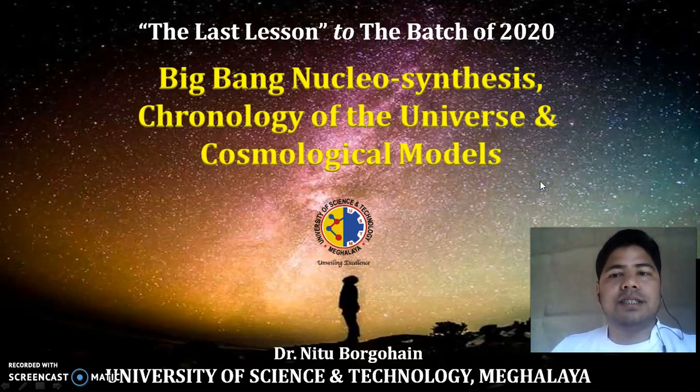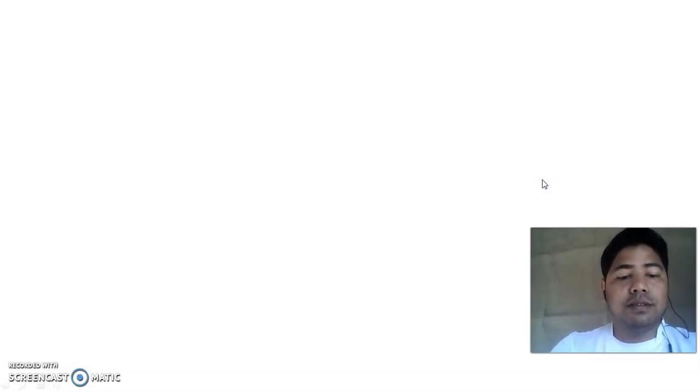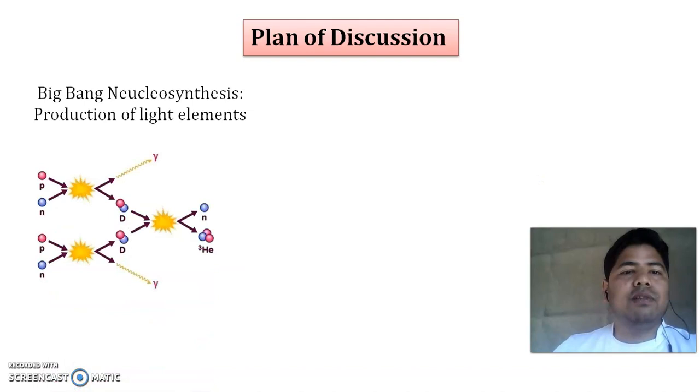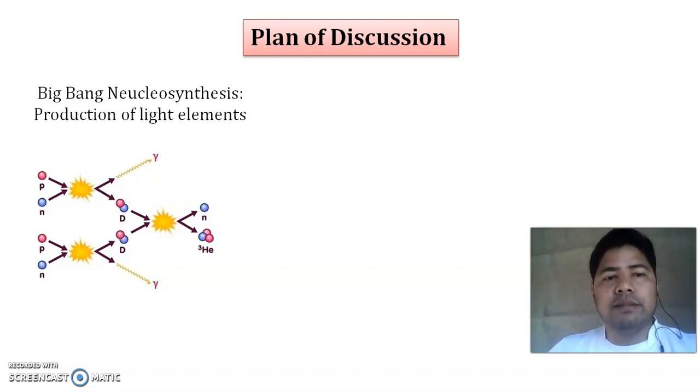The first topic in our plan of discussion is Big Bang Nucleosynthesis, which deals with the production of the light elements. Here we will be discussing how the early particles, proton, neutron, antineutrino, photon, etc., produce the early elements of the universe, hydrogen, helium, lithium, etc., and their isotopes. So that will be under Big Bang nucleosynthesis.